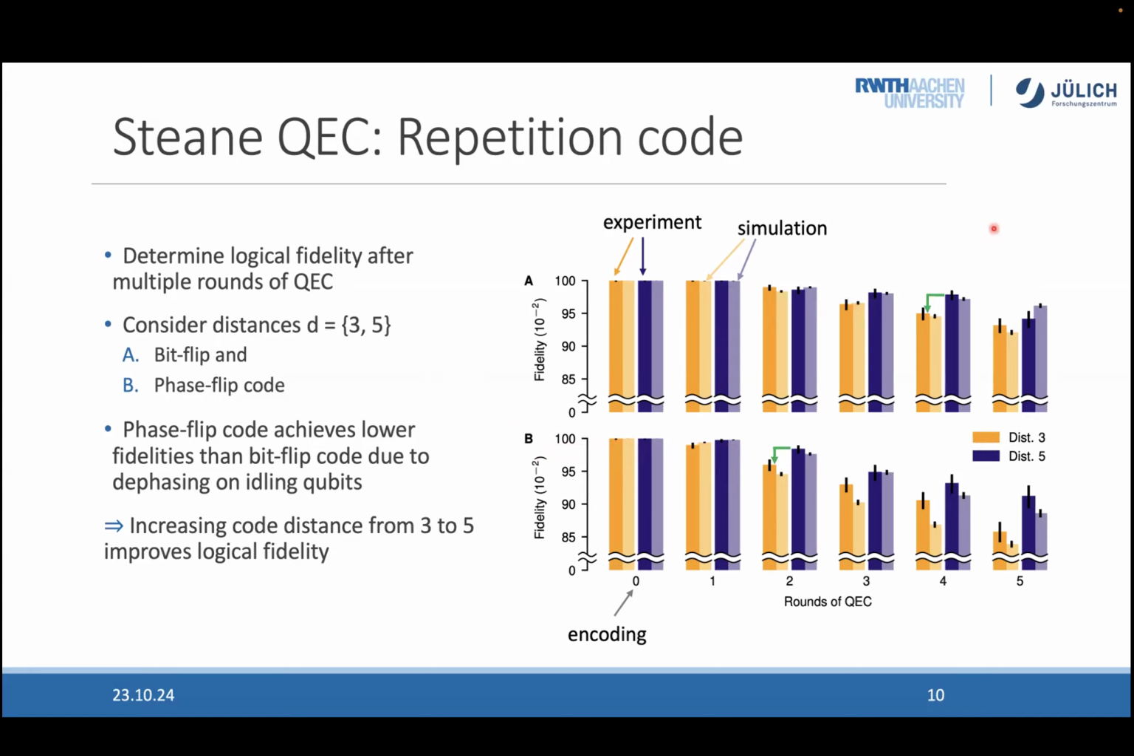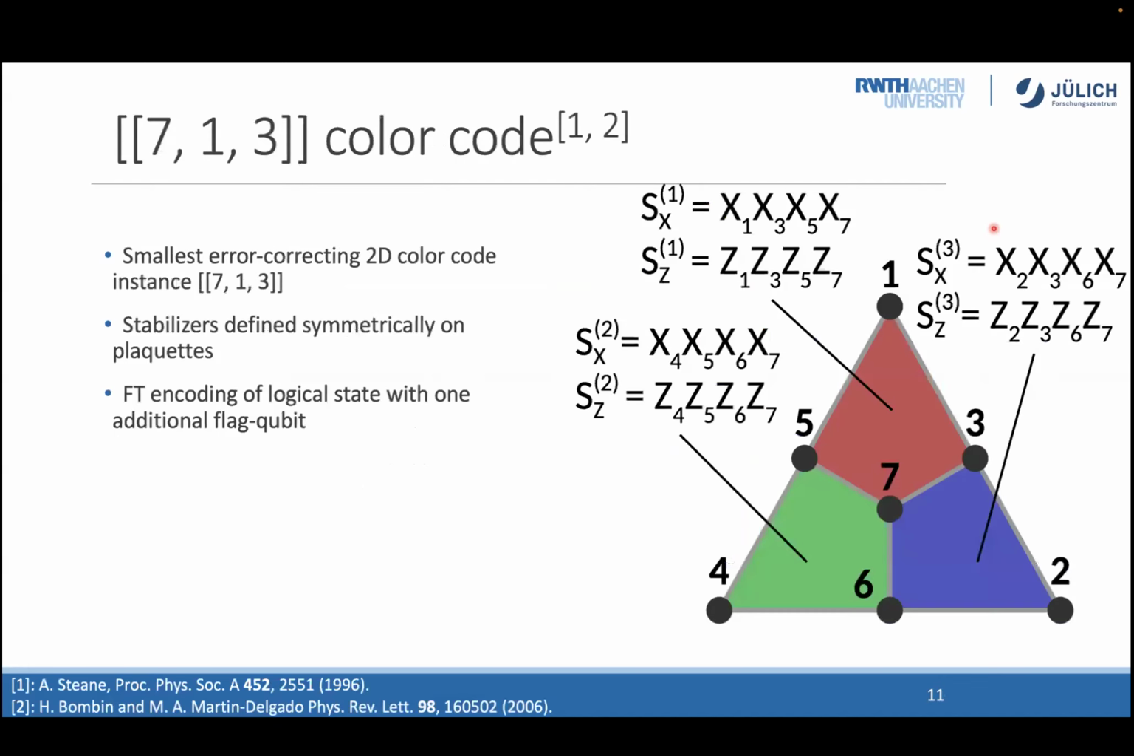So in the next step, we went one step further and looked at a fully error correcting code, namely the 7-qubit color code. In this code, there are 7 physical qubits that encode a single logical qubit, and we have distance 3, which means that we can correct any single X, Y, or Z error. And the stabilizers are now defined completely symmetrically on the 3 plaquettes. So we have a red pair, a red X and Z stabilizer, a green one, and a blue one.